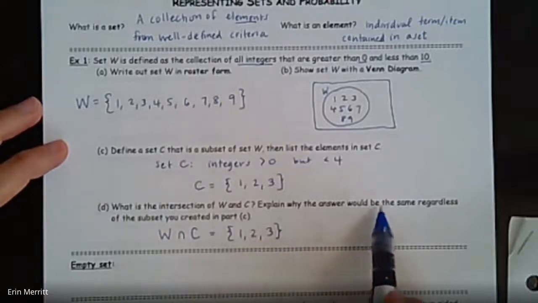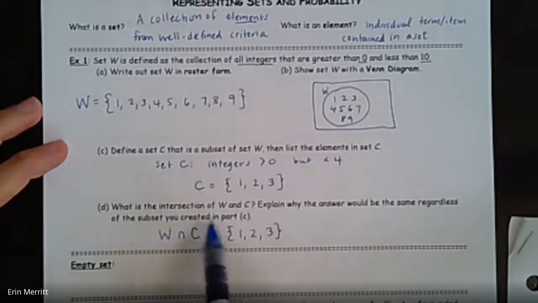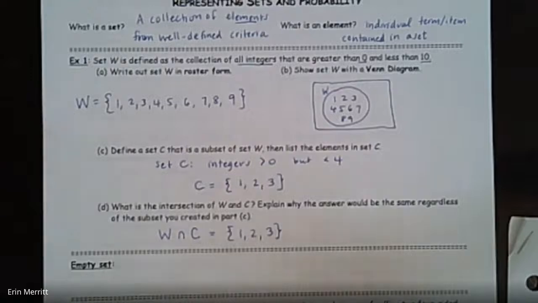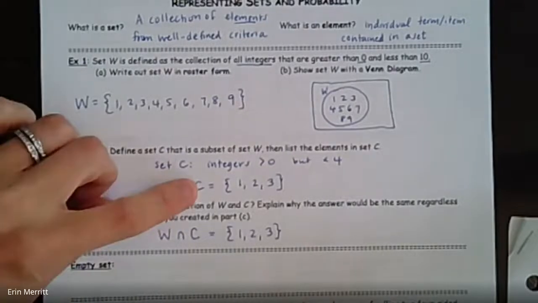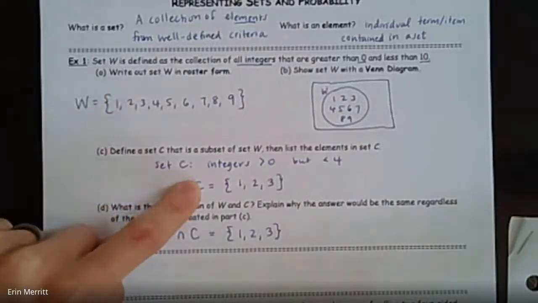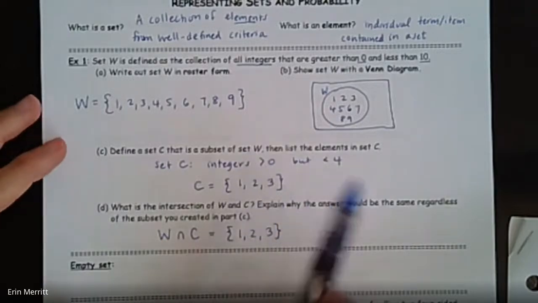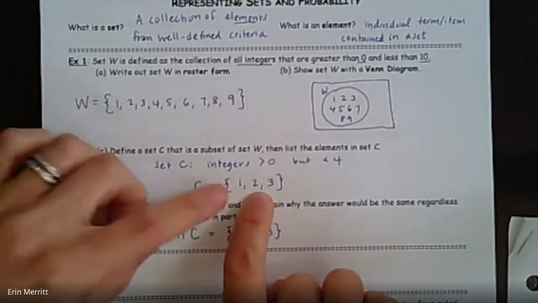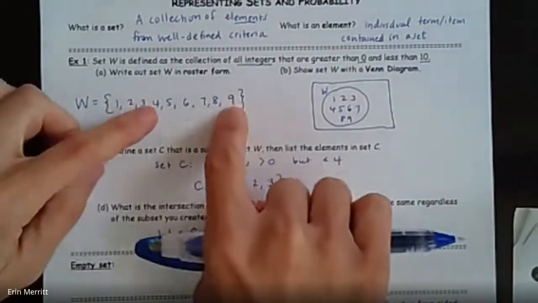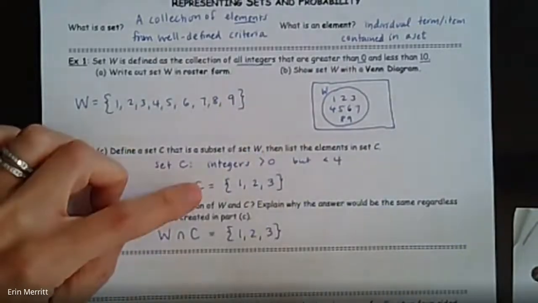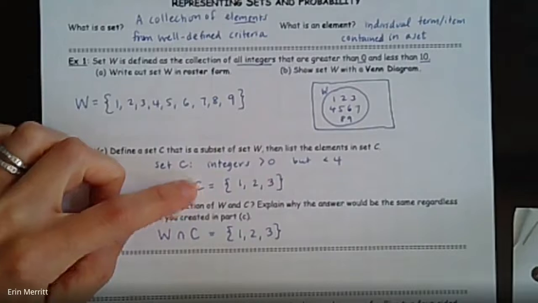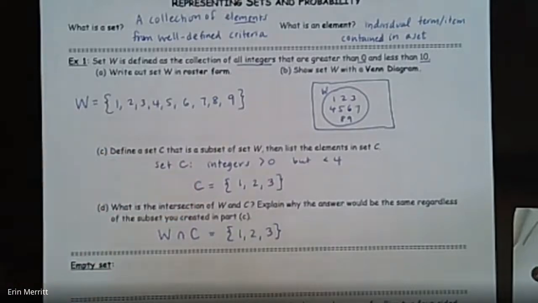When it says explain why the answer would be the same regardless of the subset you had picked, well, where would this set overlap with this one? It has to be everything within here. Even if we had said all the even numbers greater than 0, less than 10, since all these values are inside of that, it would always come back to be whatever subset you picked. There you go. The next one, the empty set.